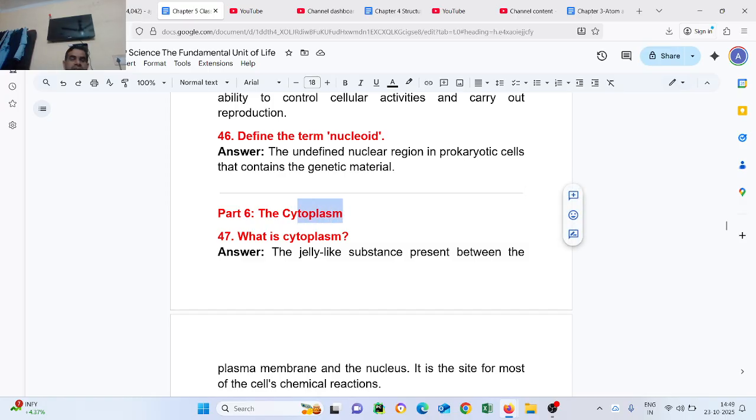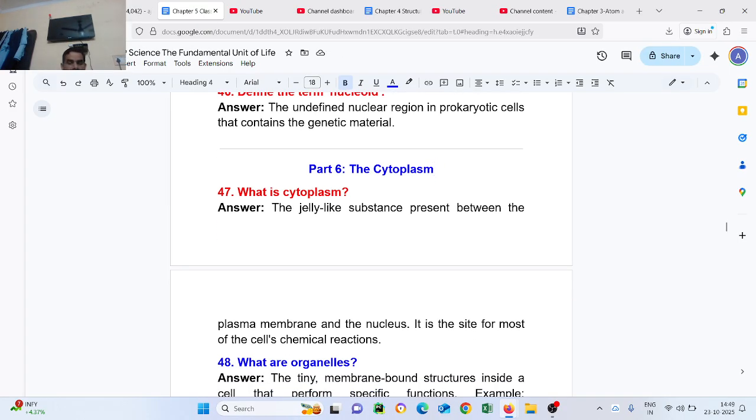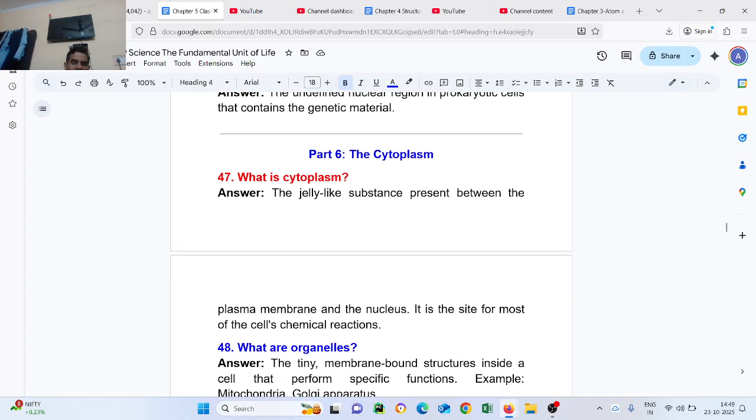Now move to part 6, cytoplasm related questions. Question number 47. What is the cytoplasm? The jelly-like substance present between the plasma membrane and the nucleus. It is the site for most of the cell's chemical reactions.